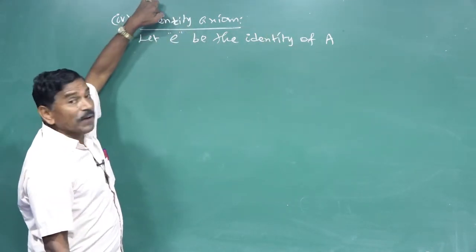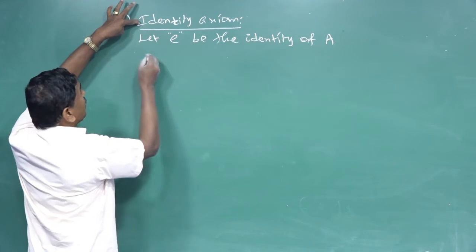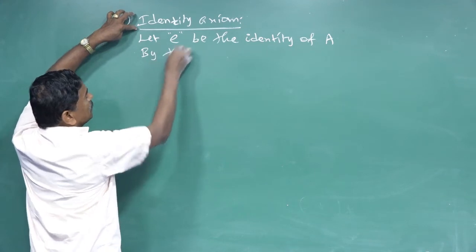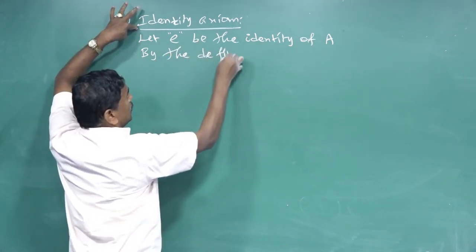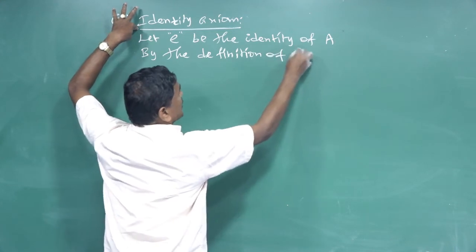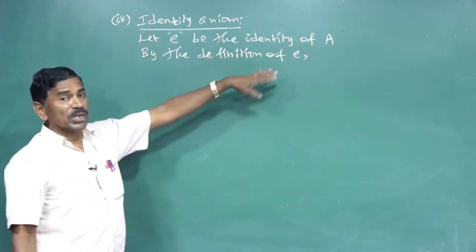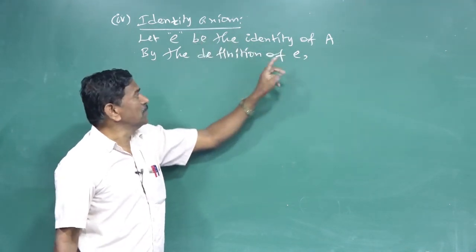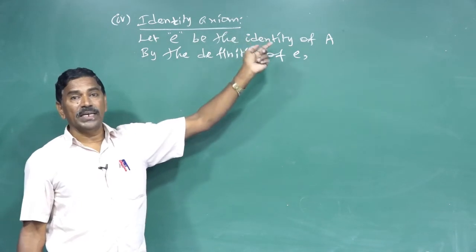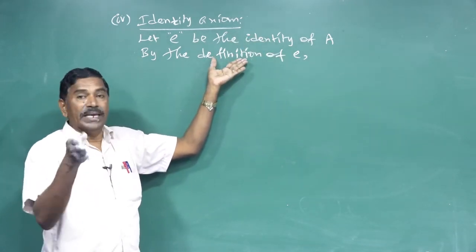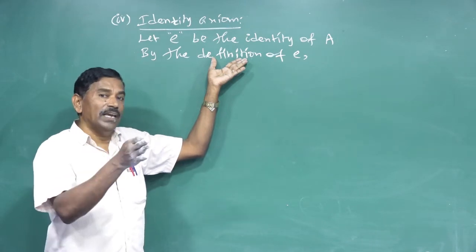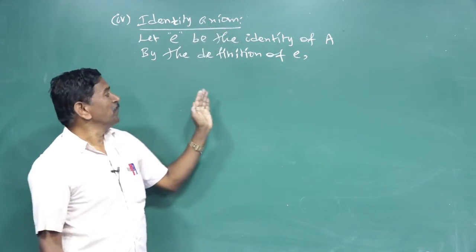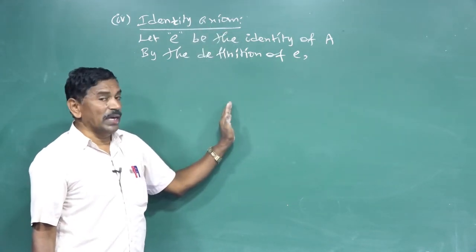Now by the definition of identity, or by the definition of E, where E means identity. Can you tell me what the definition of identity is? Yes, by the definition of identity, A star E is equal to E star A is equal to A. Here identity gives the same element as the answer.